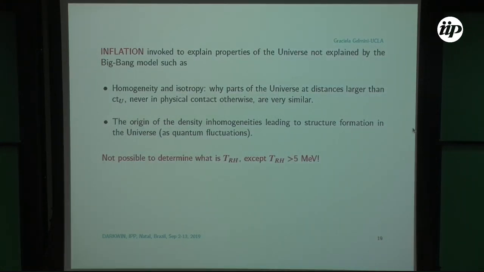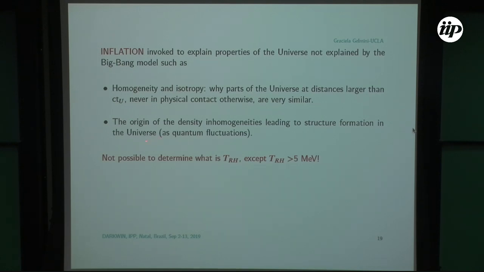So again, we invoke inflation to explain properties of the universe which are not explained in the Big Bang model, such as the homogeneity and isotropy. Namely, we see parts of the universe that are at distances larger than c times t, the age of the universe. Namely, ct is the maximum radius at which any interaction can happen. So parts of the universe that have never been in physical contact otherwise look very similar. You can see that very clearly in the microwave background radiation. But there are inhomogeneities. Again, you can see them in the microwave background radiation. Delta T over T, the level of inhomogeneity, is 10 to the minus 4. So both the homogeneity and isotropy and the origin of these very small fluctuations can be explained by inflation.